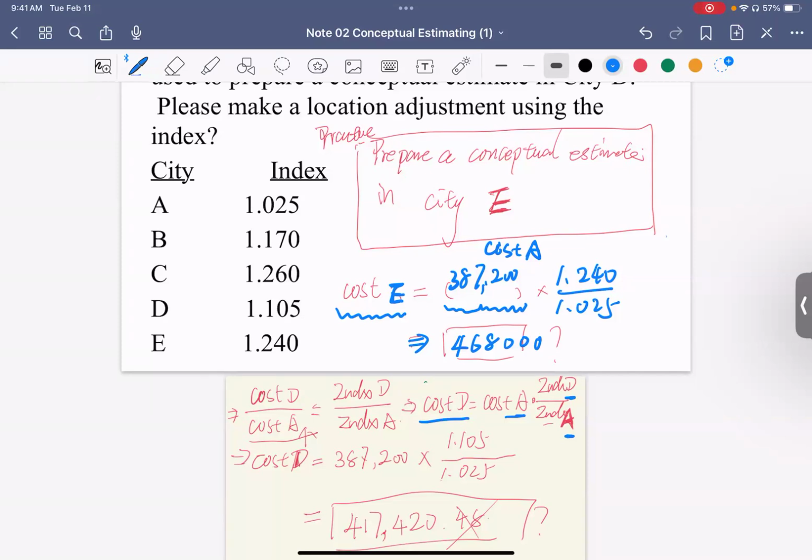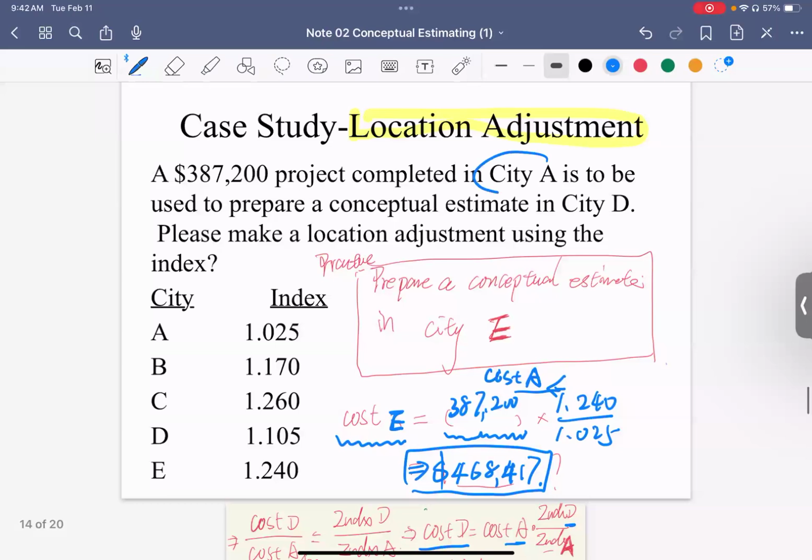417. 417. Thanks. Okay, so I think you all mastered this one. 417. So that is good. Why did we use cost A for this equation? Because A is the given one.